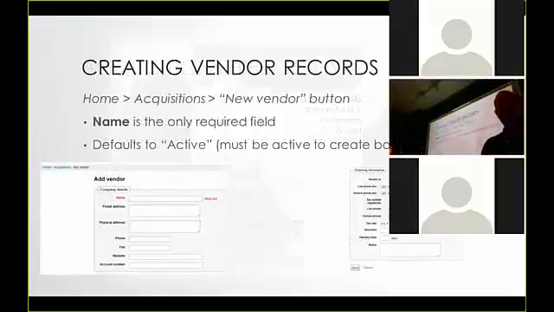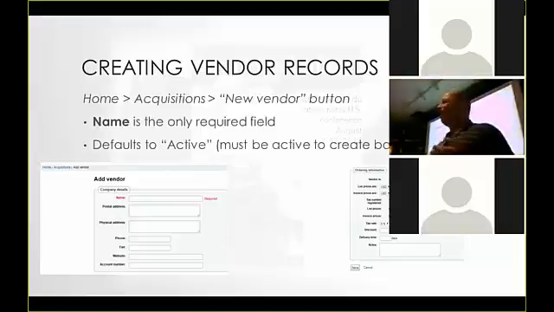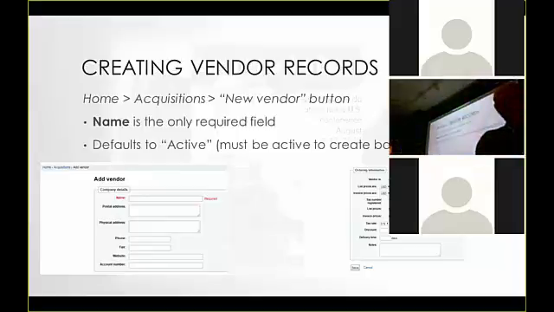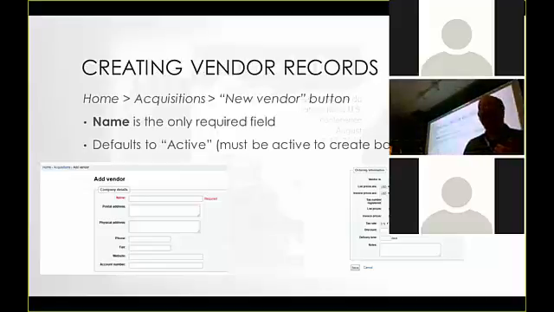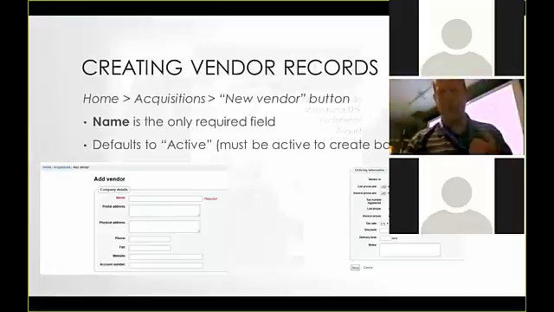How do you create vendor records? Click the Vendor button. You can fill in all kinds of details here, but note that the name is the only field you really need, and it's also the only required field. When you create a vendor, it must be active in order for you to do anything else with it.